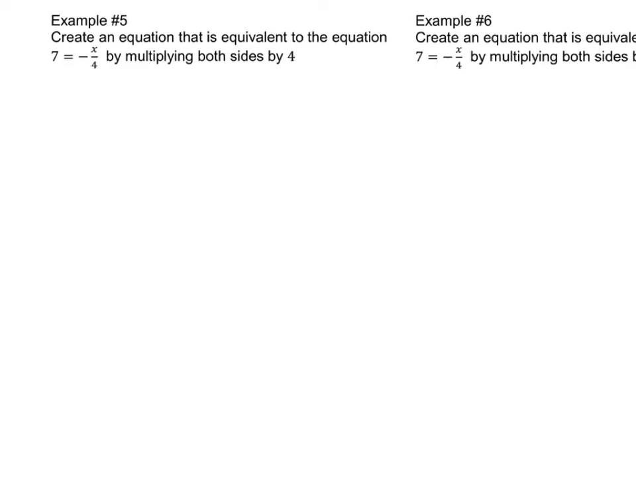We're going to do a couple other examples of creating equivalent equations. All right, for this first one, we're going to create an equivalent equation to this equation. 7 is equal to negative x over 4. All right, and we're going to multiply both sides by 4.